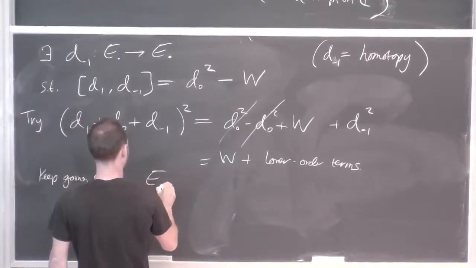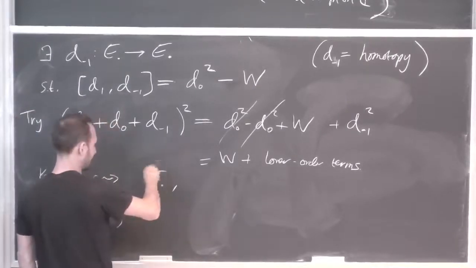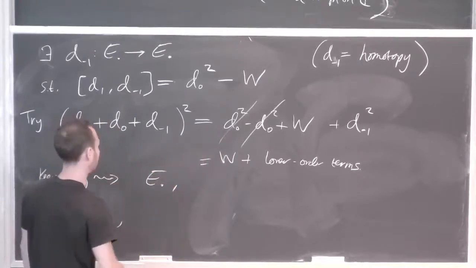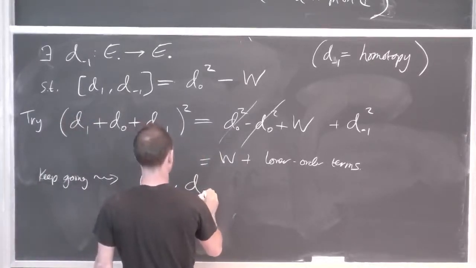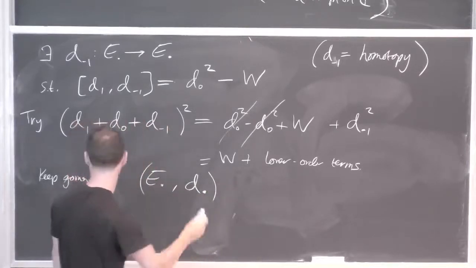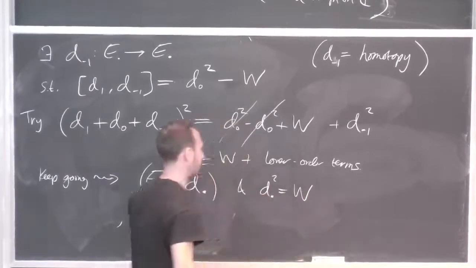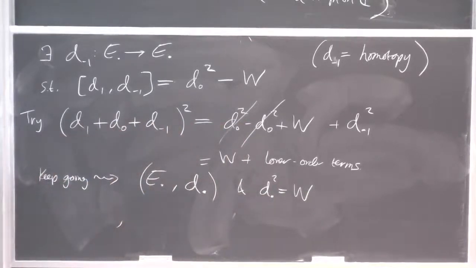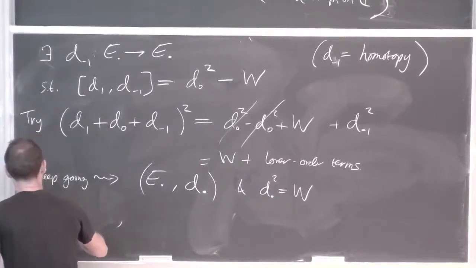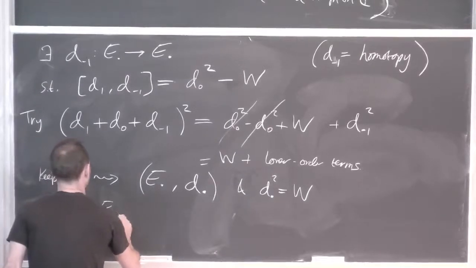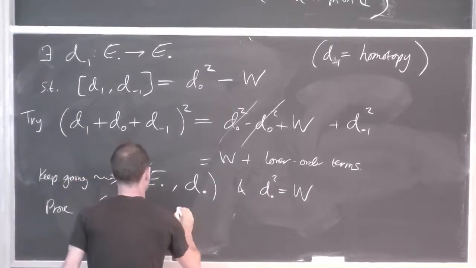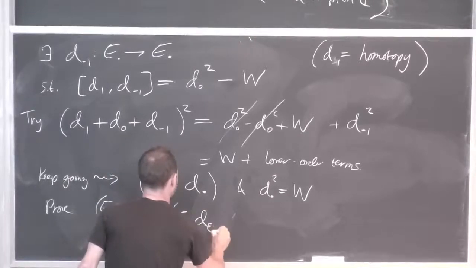So at the end of the day, you get a matrix factorization built out. Its underlying vector bundle is the thing that's on the board over there. And it has some differential that we've just constructed recursively. And the square of the differential is genuinely on the nose equal to W. Okay? And then you have to prove that the thing you've just constructed is isomorphic to your original matrix factorization, that is, equivalent to your curved DG sheaf that you started with.